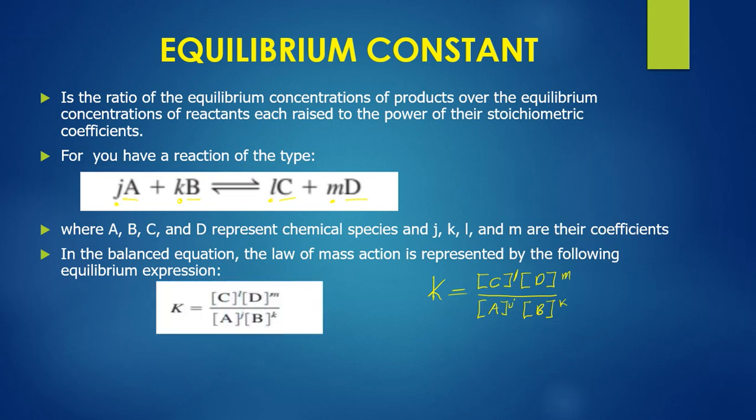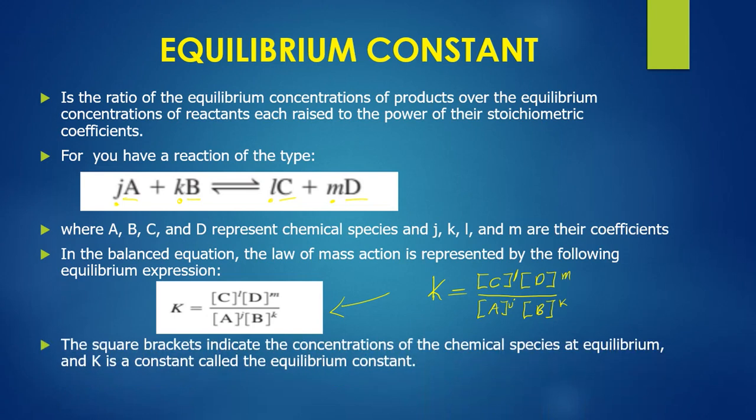So this is what I'm illustrating here, as you can see. So this is what I'm explaining, and I'm sure it's clear. The square brackets indicate the concentrations of the chemical species at equilibrium, and K is a constant called the equilibrium constant, as I said. So I'm sure this is clear to you. Now let's look at the other part.